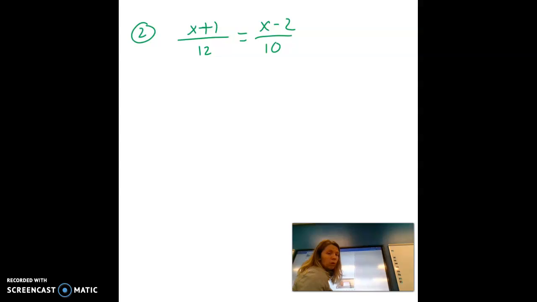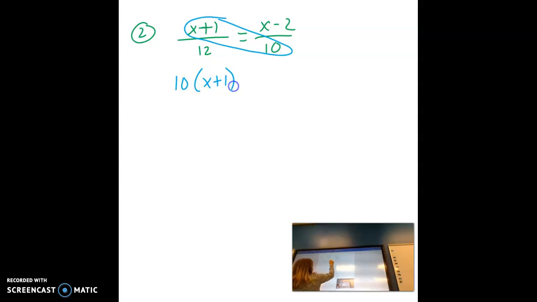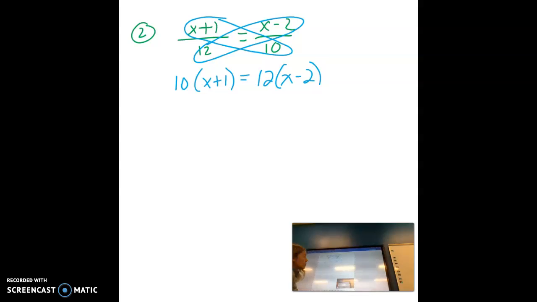So I'm going to multiply x plus 1 by 10. Okay, so how do I show that? Well, x plus 1 is a quantity, so I'm going to put it in parentheses, and then you usually put the 10 on the outside. You can put it on the right side. It also means the same thing. Equals, now I need to cross multiply between these two. So I have 12 times x minus 2. And there's my setup. So notice, 10 times (x plus 1), 12 times (x minus 2).